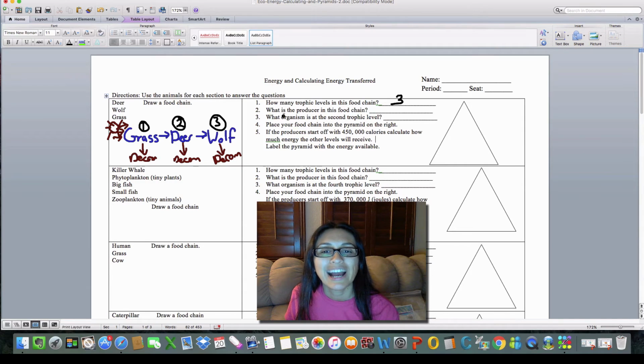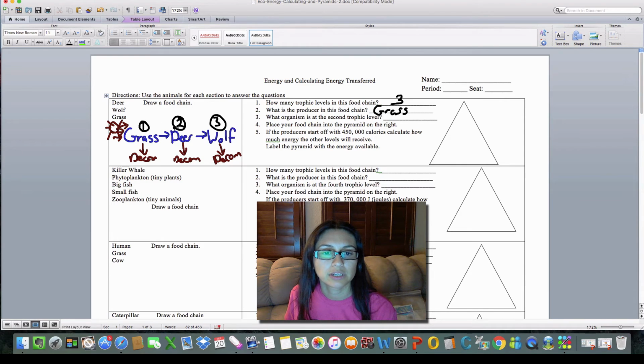Number two, what is the producer in this food chain? So food chains always start with your producer. So in this case, we have our grass. Grass is our producer in this food chain. Grass will not always be the main producer because there's tons and tons of other producers, but in this food chain it is.